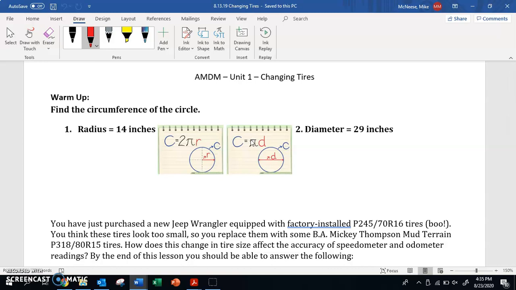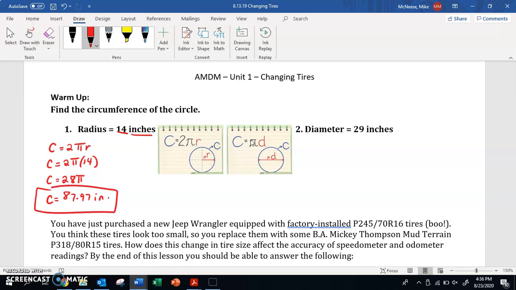Okay, so circumference of a circle. If we know the radius is 14 inches, remember radius is from the center to the edge. So circumference is 2 pi r. So we're going to have 2 pi times, in this case, 14, or 28 pi, or just 87.97 inches, because we're using inches here.